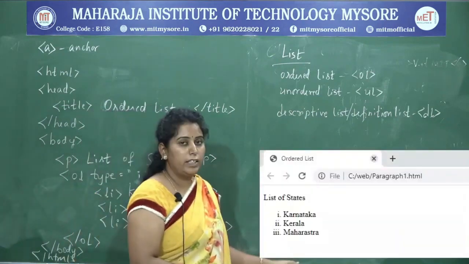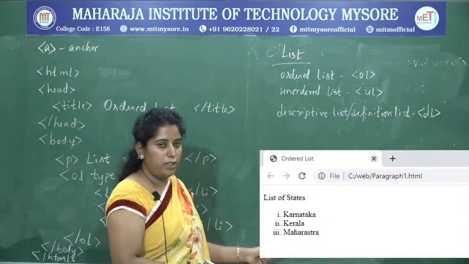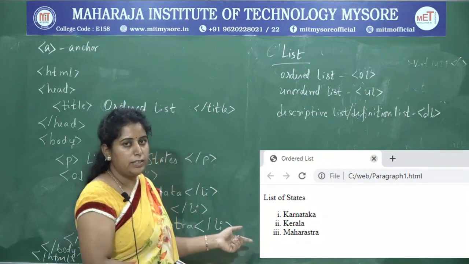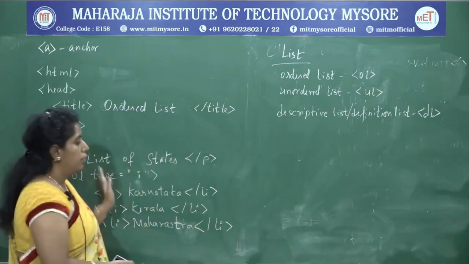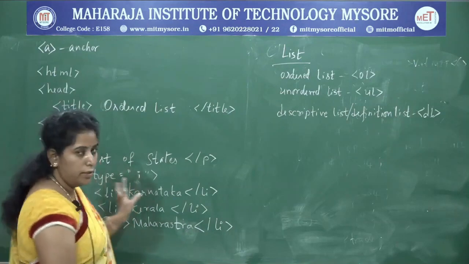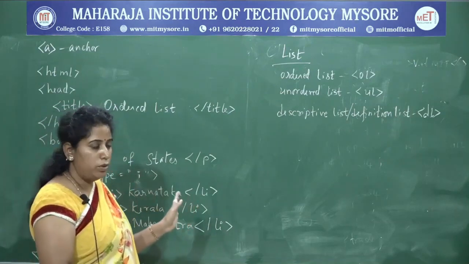Finally, check into the output. There is a difference, right? It is in the lowercase literals. Yes. So this is how you can make use of an ordered list to list the items.